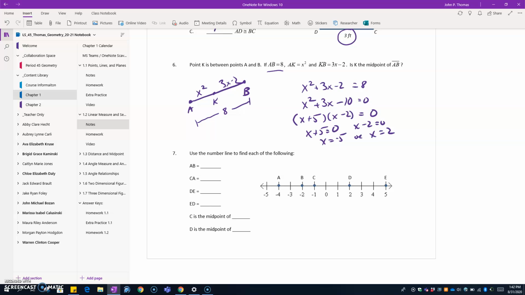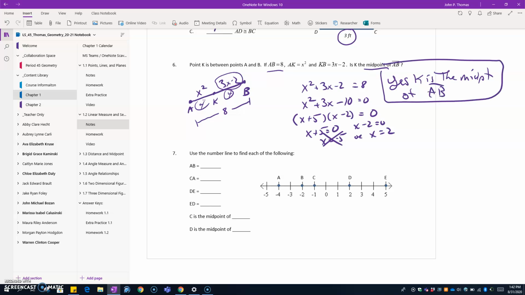Now, I always like to go back and check and make sure if these both make sense. So if I plug negative 5 in, I get 25 on that side, but on this side I get a negative. All right, so from a geometry standpoint, that negative 5 doesn't make sense in this particular problem. Now, I'm going to check the other one. If I plug 2 in, I get 2 squared, which is 4. And if I plug 2 in here, I get 2 times 3, which is 6, minus 2, which is a 4. All right, those lengths are both 4. So, yes, K is the midpoint, so the halfway point of segment AB.